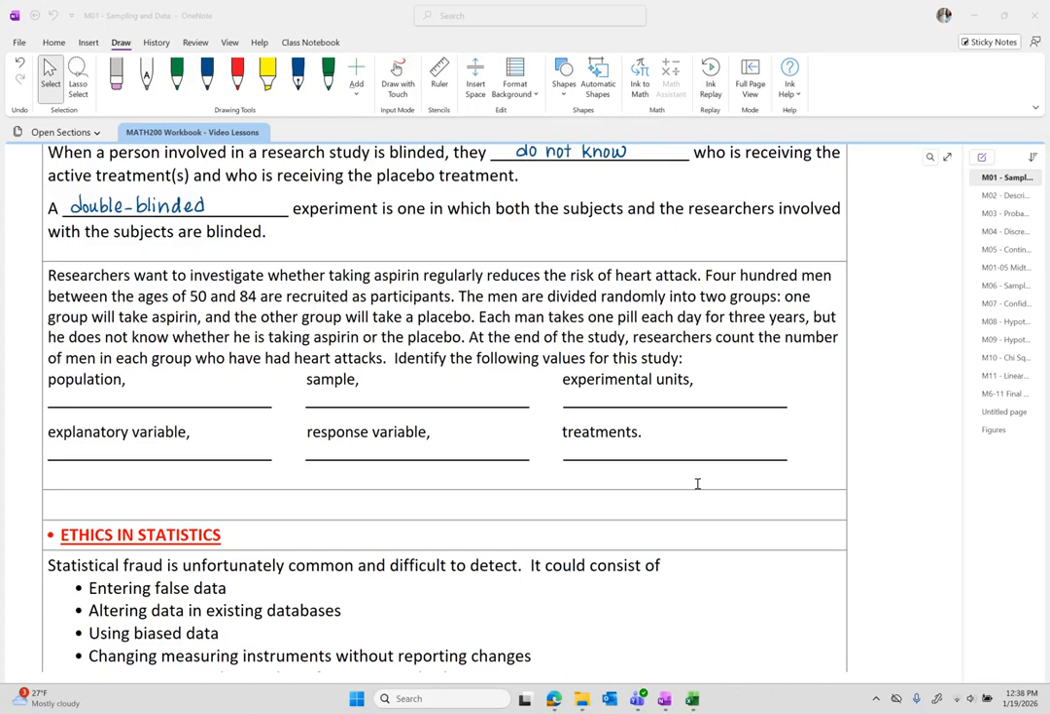Identify the following values for this study. Your job is to understand what is the population, what is the sample, who are the experimental units, what is the explanatory variable, what is the response variable, and what are the treatments. Treatments are the changes in the explanatory variable. So pause this video, try to fill out these areas, and then resume the video to check the answers.